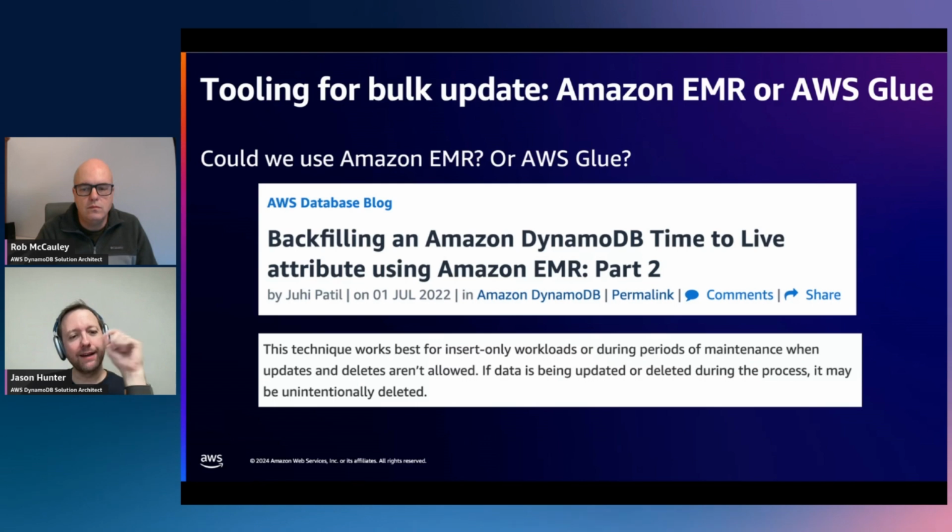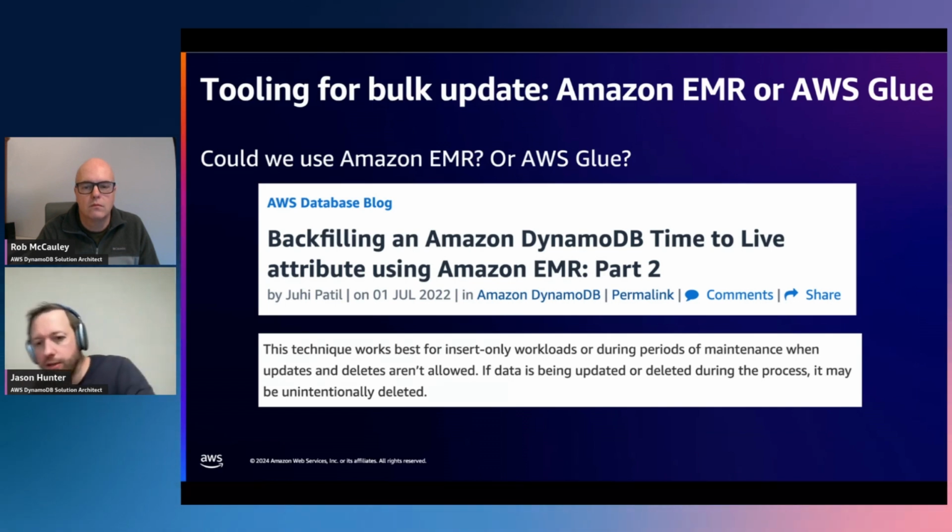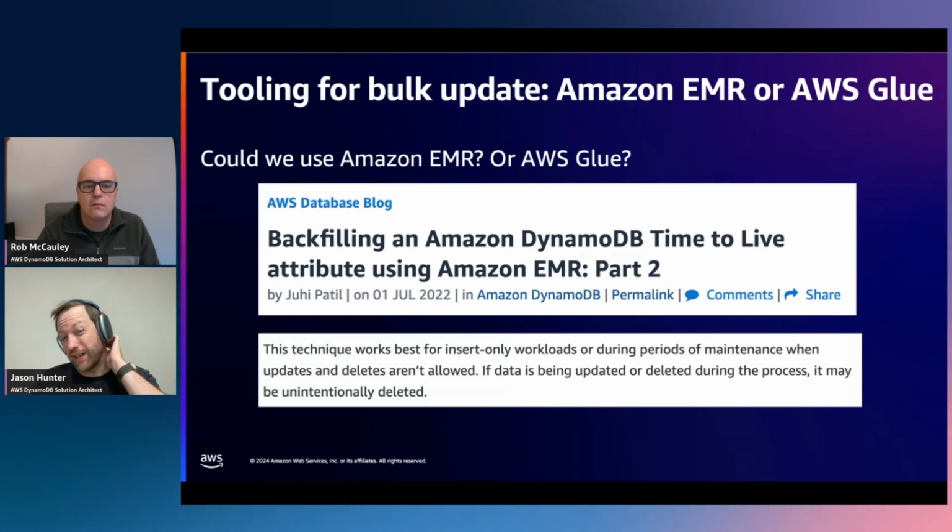But in the blog, little thing, this technique works best for insert-only workloads or during periods of maintenance when the updates or deletes aren't allowed. And why is that? That's because it does a read, makes decisions, and then does a write. And so if you've changed anything between the time it does the big read and it does the big write, they kind of don't matter. Like if you're going to update based on an attribute, maybe the attribute changed between the read and the write, you're going to lose that. So that's the challenge with this kind of thing.